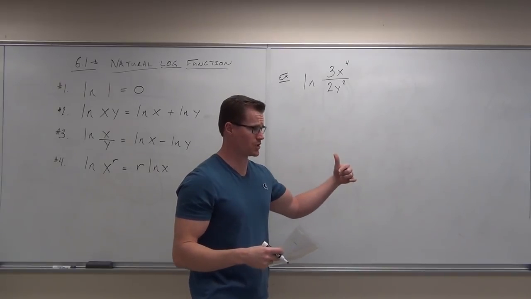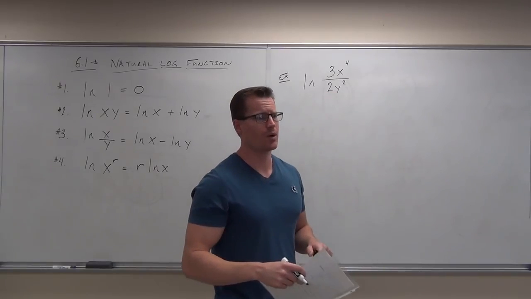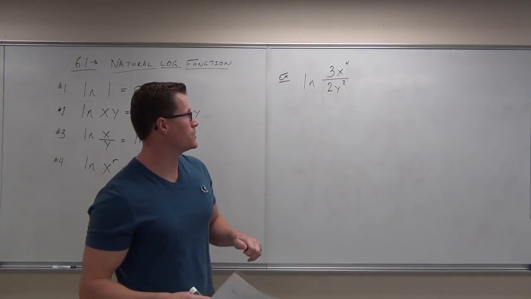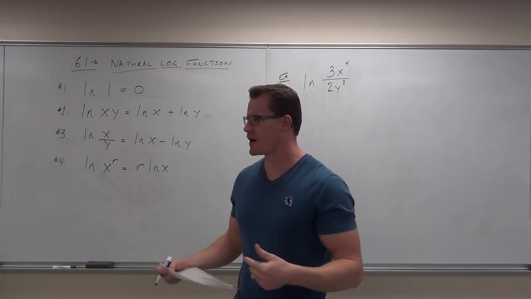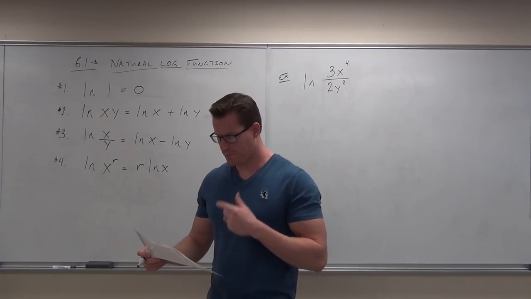It's a function of whatever your argument is here. So ln of 3x to the 4th all over 2y squared. Let's expand this as much as possible, just to get the feel for how this stuff works.